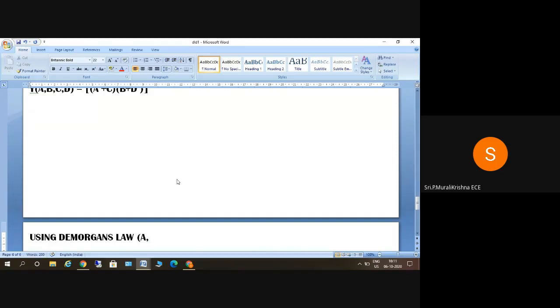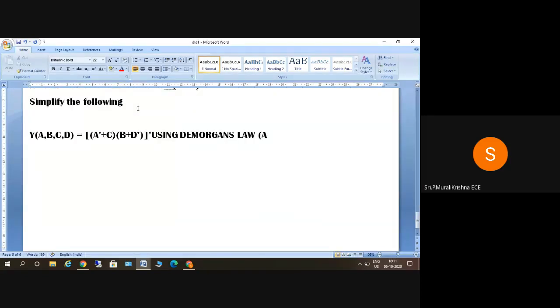So that is A into B whole bar is equal to A bar plus B bar. Okay, and A plus B whole bar is equal to A bar into B bar. This is De Morgan's law here. Okay, so with the help of this, we can do this.